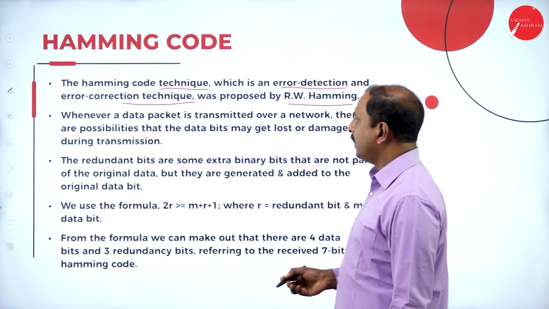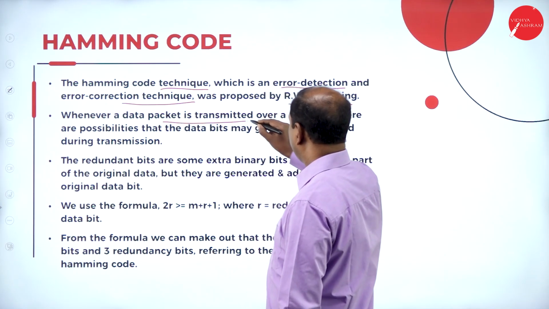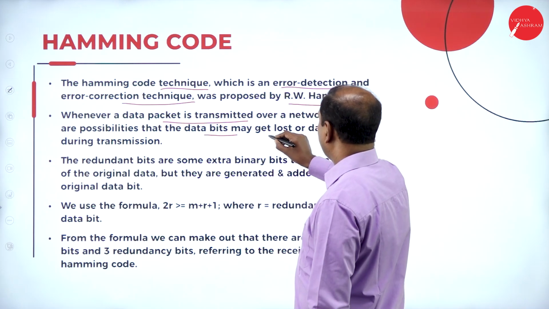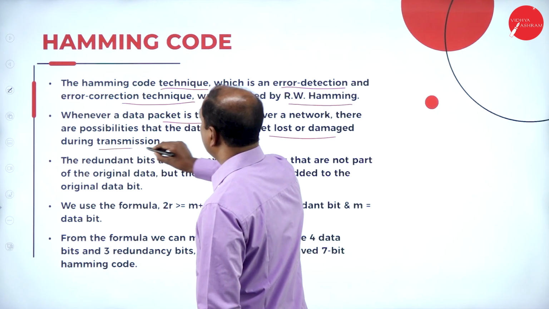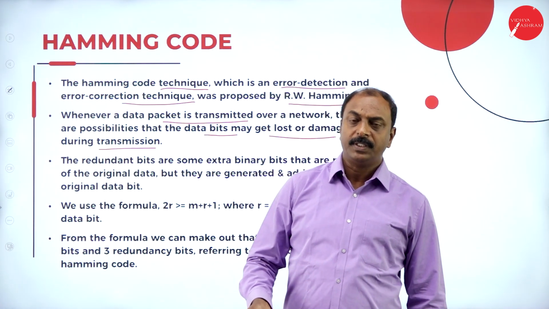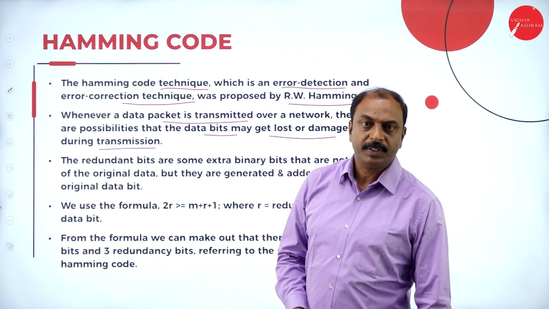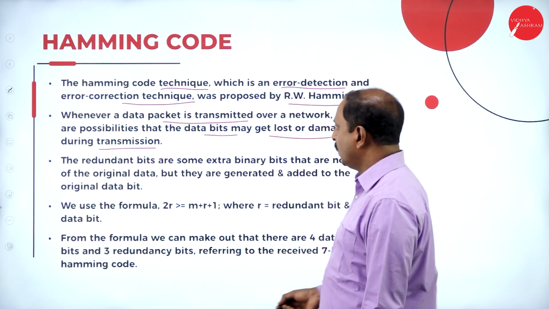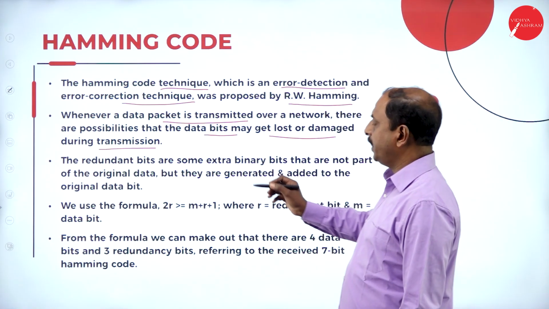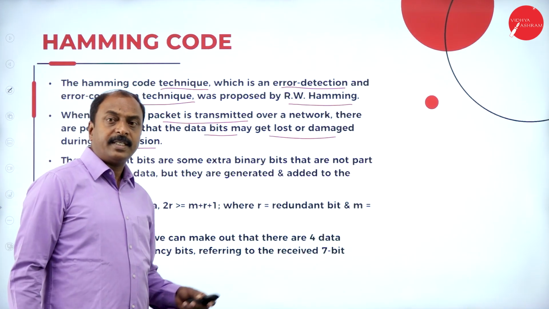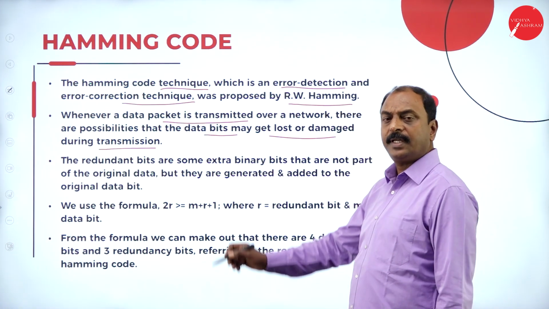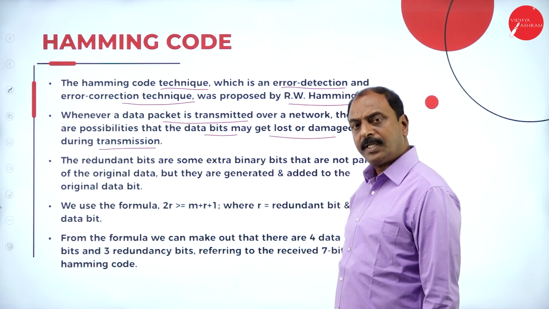Whenever a data packet is transmitted over a network, there are possibilities that the data bits may get lost or damaged during transmission. So it is possible over a network. Whenever the data is transmitted over a network, it has to cross a number of networks or devices, and so on. So during that transmission, there are chances of data loss or data damage. Then we can say that there is an error. So there is a possibility of errors during transmission.